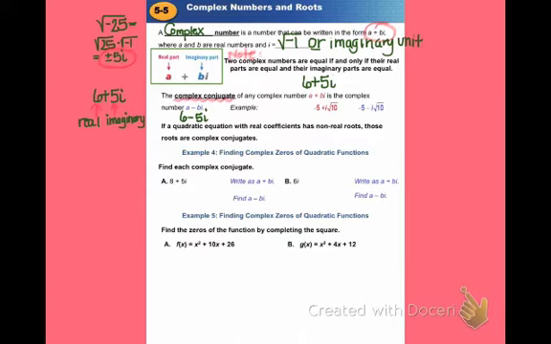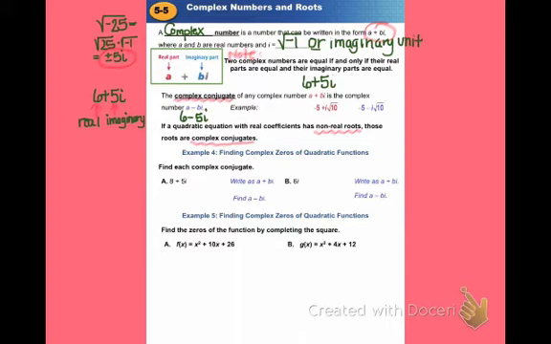Now, you notice that most of the time when we solve quadratic equations, we get two solutions. If a quadratic equation with real coefficients has non-real roots, those roots are going to be complex conjugates of each other. So if one of your solutions for your quadratic equation was 6 plus 5i, then the other one would have to be 6 minus 5i.